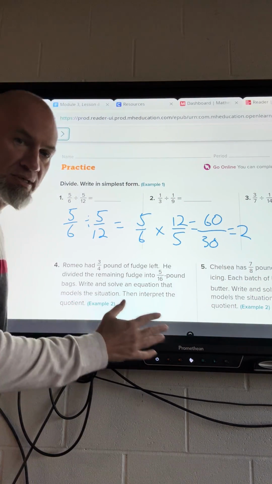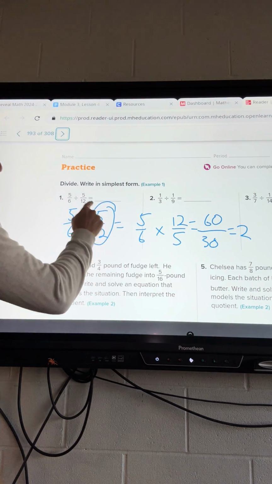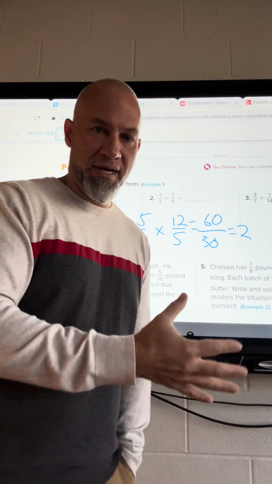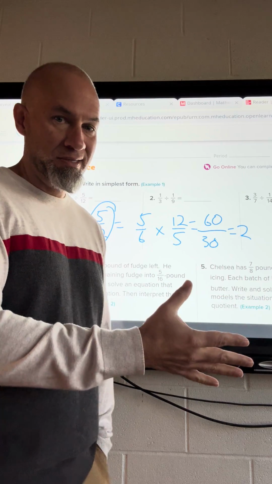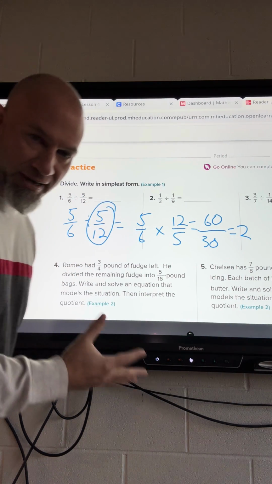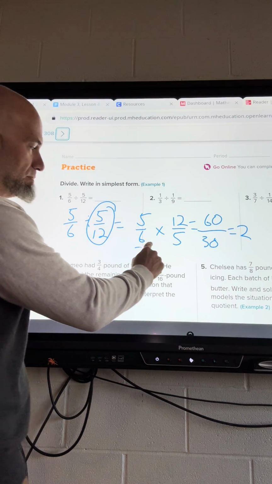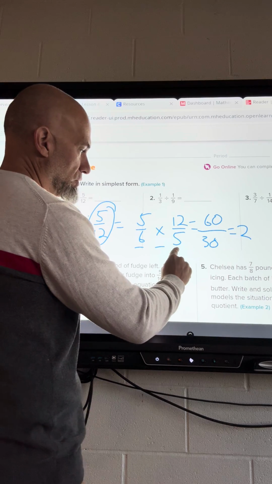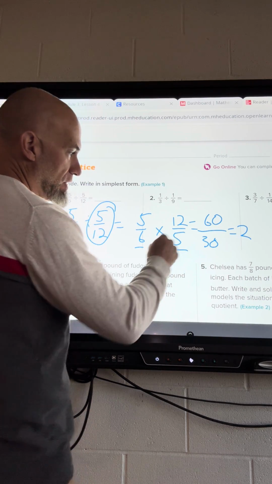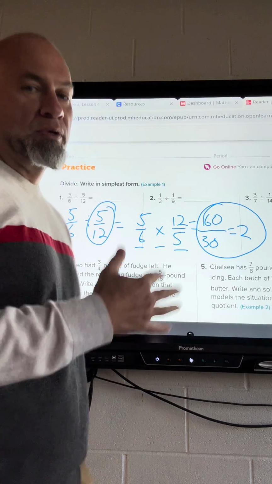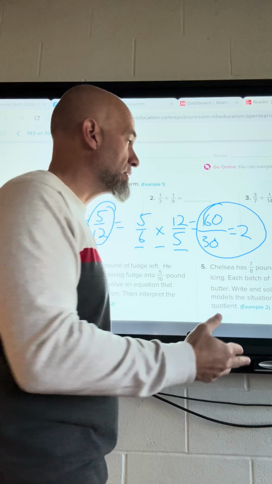And that makes sense because 12ths are half of 6ths. So it would make sense that there would be twice the amount of 12ths inside of a sixth. So if you have 5/6, it makes sense that there'd be 2 groups of 5/12ths inside of that. All right. But bottom line is you're going to keep the first fraction, change the operation to multiplication, flip the second fraction to its reciprocal, and make sure we go lowest terms here. 60 over 30, we want to use the division there. 60 over 30 is the same as 60 divided by 30.